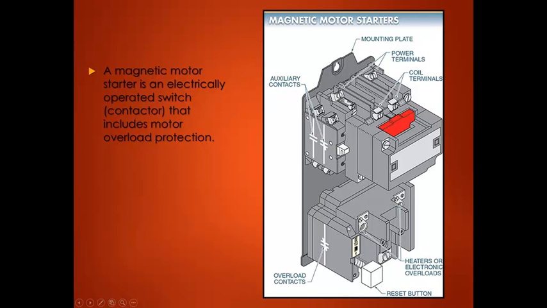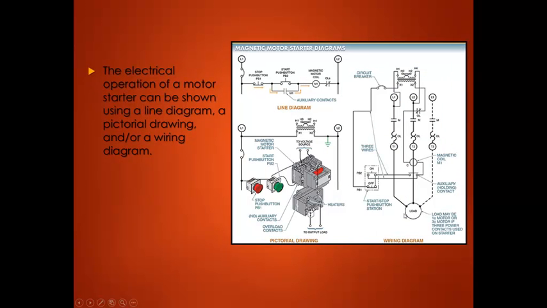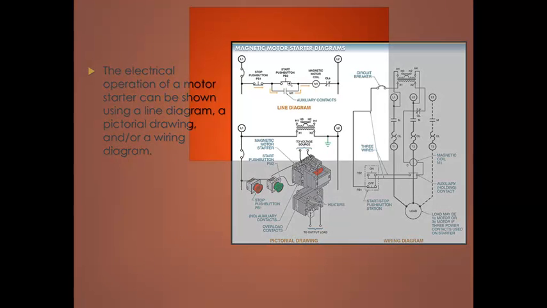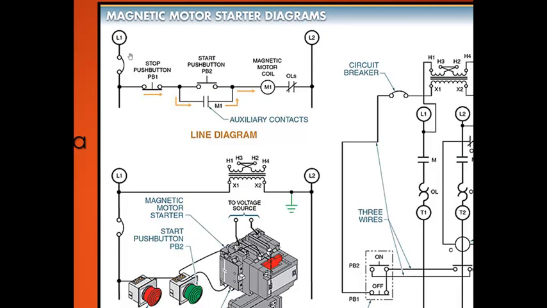A motor starter is essentially a contactor that includes motor overload protection. So you have overload protection in case a motor is overloaded. The electrical operation of a motor starter can be drawn using a line diagram, a pictorial drawing, and/or a wiring diagram. Again, I'm going to zoom in here. We have the same circuit we looked at in the last slide. We have M1, but now we added overload protection.